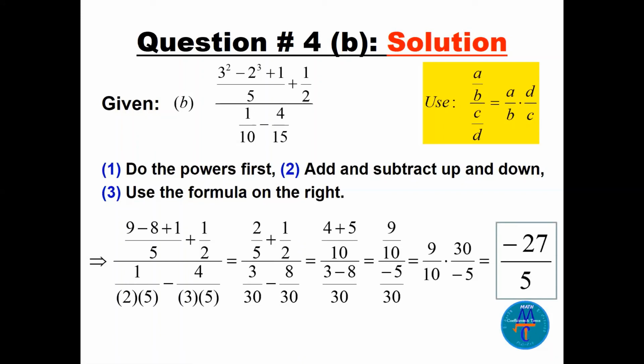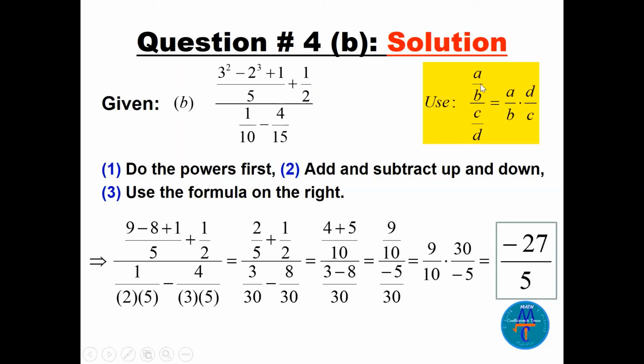Here the LCD in the numerator is 10. You see, 5 and 2, the LCD 10. And this one, the LCD 30. So 4 plus 5, multiply up and down by 2, multiply up and down by 5. So this 9 over 10, that's the numerator. See, the whole numerator is 9 over 10. In the denominator, the same way, minus 5 over 30.